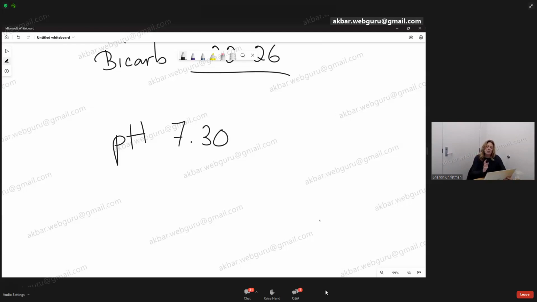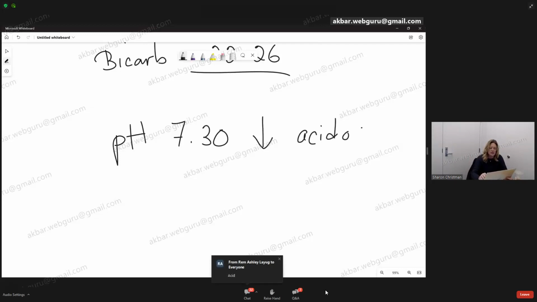So the pH of 7.30, is that up or down? Well, it's down. So put a down arrow next to that. Now, if the pH is low, what is that called? Is that called acidosis or alkalosis? That is called acidosis. Okay, so the pH of 7.3 is down, and that's acidosis.